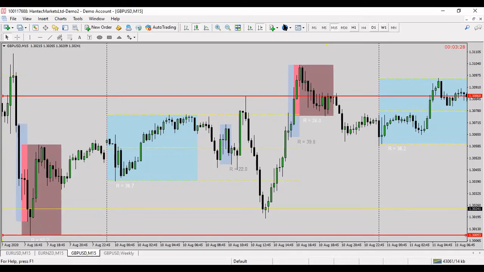We'll show you how to identify liquidity, how to identify fake moves. This over here was a fake move. This down move, it's called a Judas swing. So you wouldn't have entered on this trade.